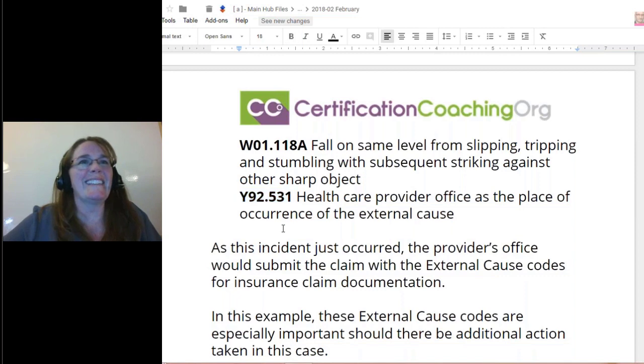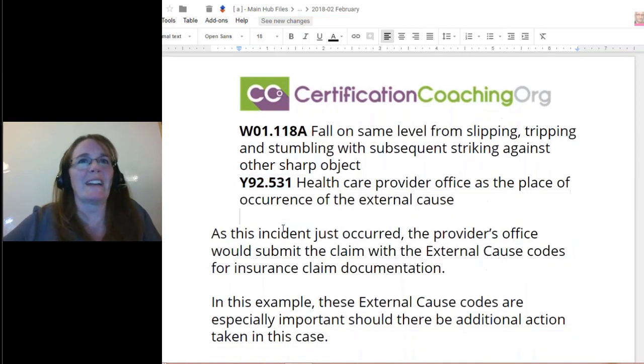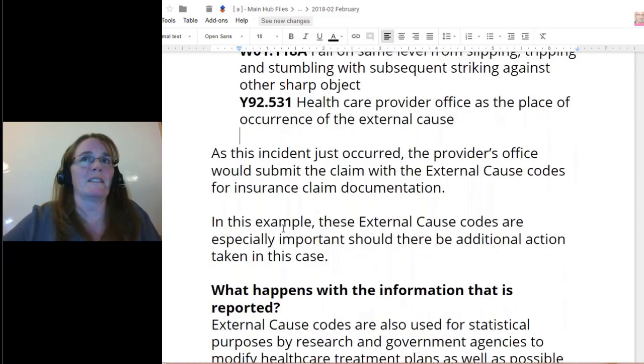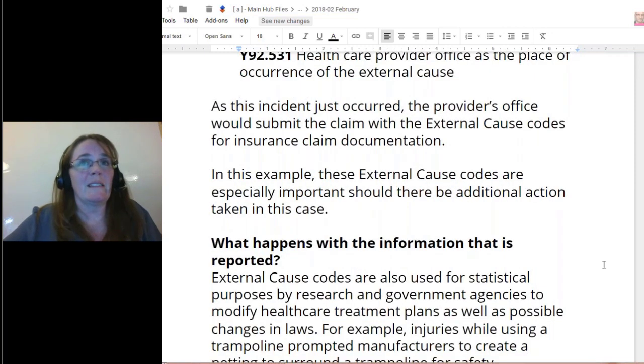As this accident just occurred, the primary care is the first provider to see these injuries and treat them. So that provider's office is going to submit the claim with the external cause codes to the insurance carrier for documentation. But as you can also guess, in this example, these external cause codes would be especially important should there be any additional action taken on behalf of the patient. In this case, our place of occurrence is right there in the office.